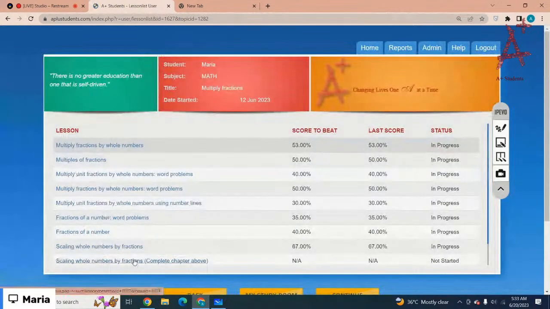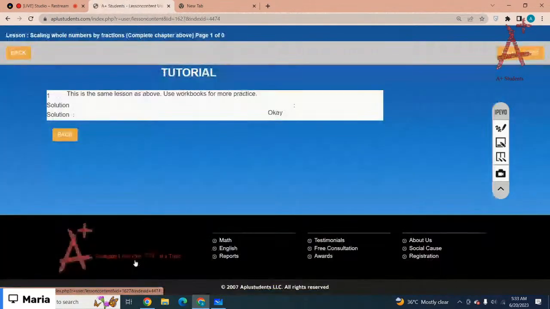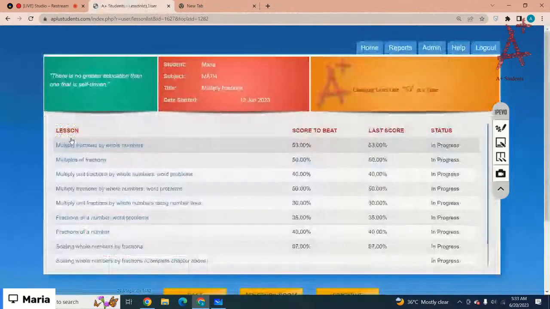That would be scaling whole numbers by fractions. Okay, that's exactly the same as what we just did. So you have to complete the lesson by yourself later today.